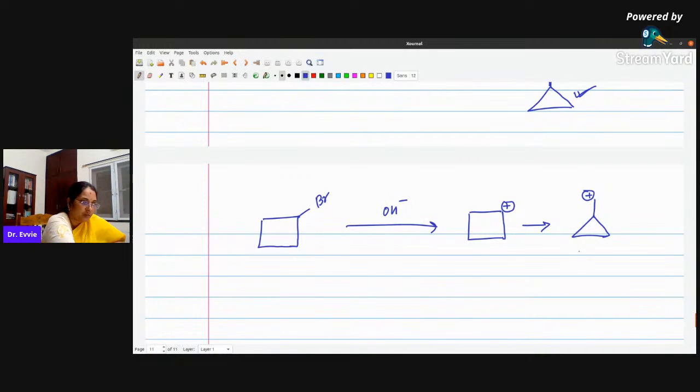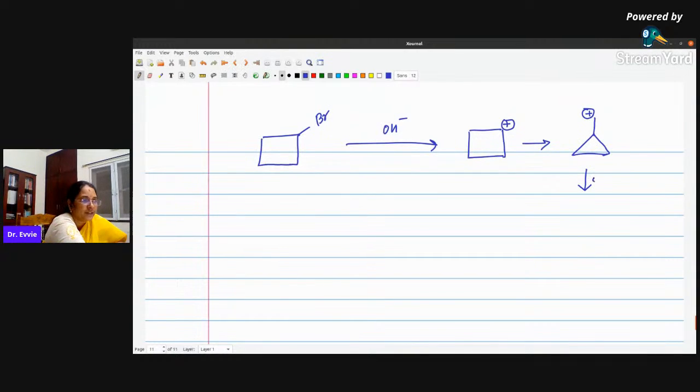Okay, so now this one, add OH minus. Now I'm adding OH minus so that it, so OH minus will go and attach to the positive charge, so you will get the product OH. That's all. Very, very simple. Okay, so you can try out.